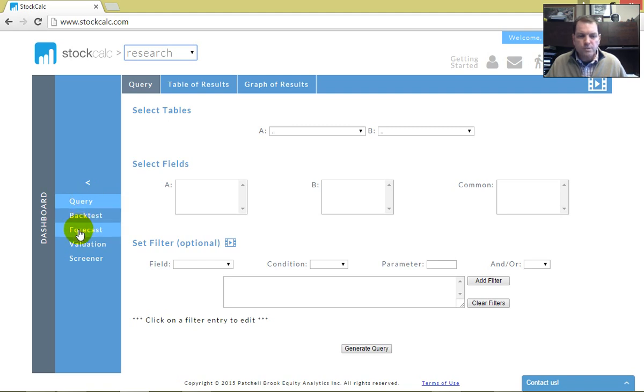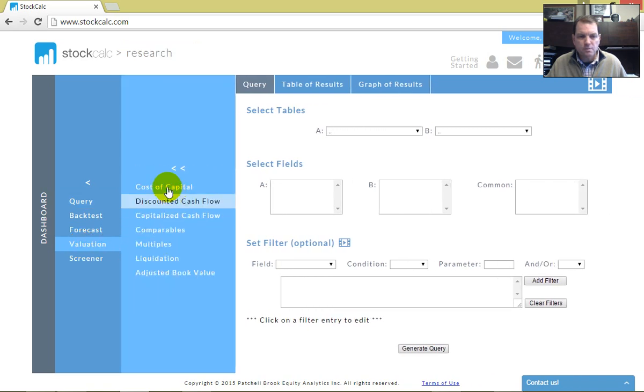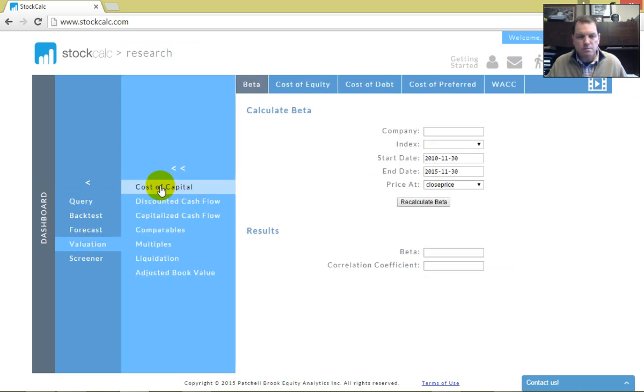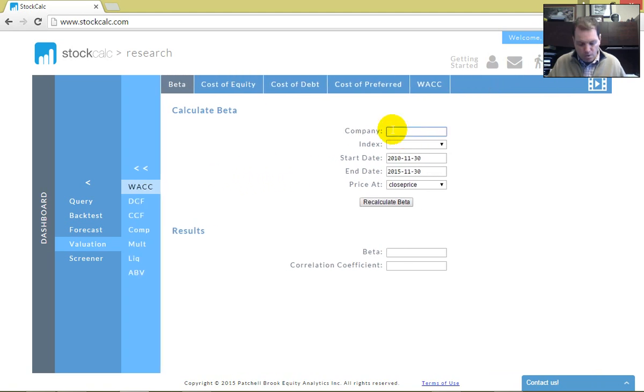We're going to do 3 different calculations so that we can calculate the value per share for Google. It's a 3-step process. The first step, we're going to go into the valuation and cost of capital menu. We're going to type GOOG for Alphabet, select it from the drop down, and as it loads, you'll see there are different tabs here: beta, cost of equity, cost of debt, cost of preferred, and weighted average cost of capital.